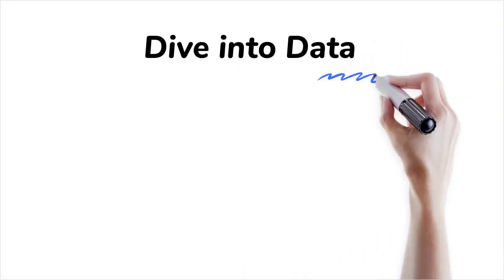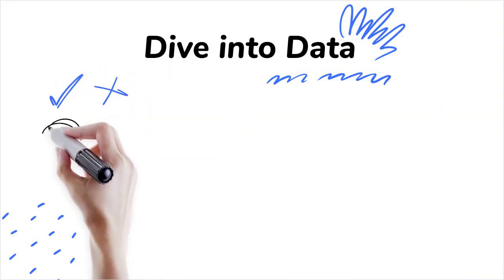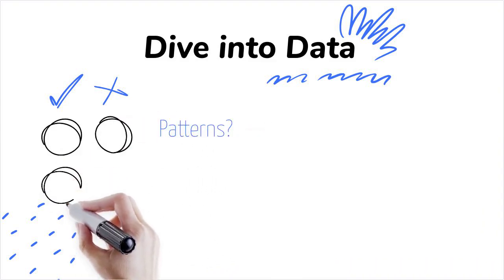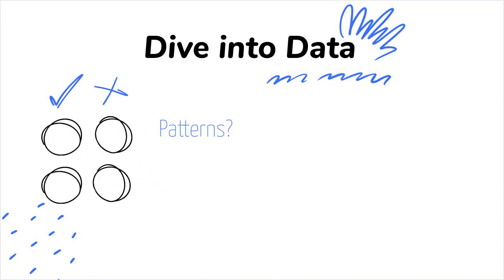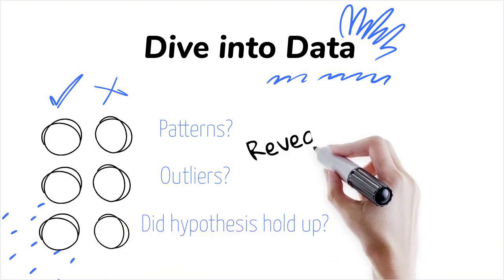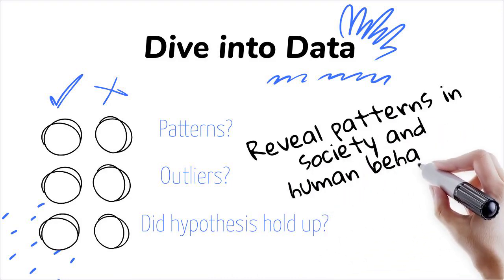Step 5. Dive into your data like a real detective. What do the numbers say? Is there a pattern? Are there any outliers? Did the hypothesis hold up, or do you need to edit it? Maybe it held up, maybe it didn't. But either way, you're getting closer to the truth. And that is the goal of sociology, to get closer to social truths and reveal patterns in society and human behavior.